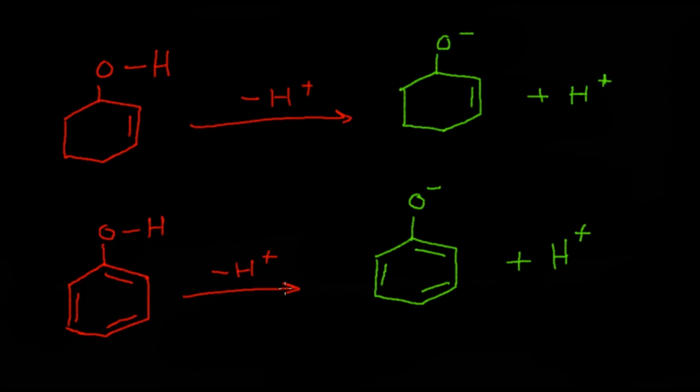Back to our examples, this is an unsaturated alcohol, and this is phenol. We want to compare the acidity of both compounds. In the first unsaturated alcohol, when it deprotonates, it gives us this conjugate base. And in this phenol, when it deprotonates, it gives the phenolate ion.